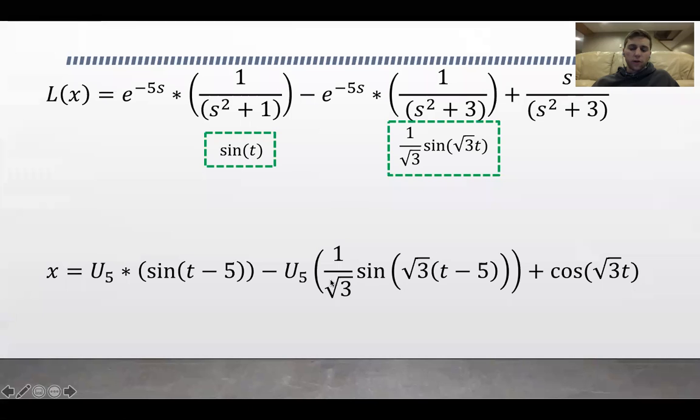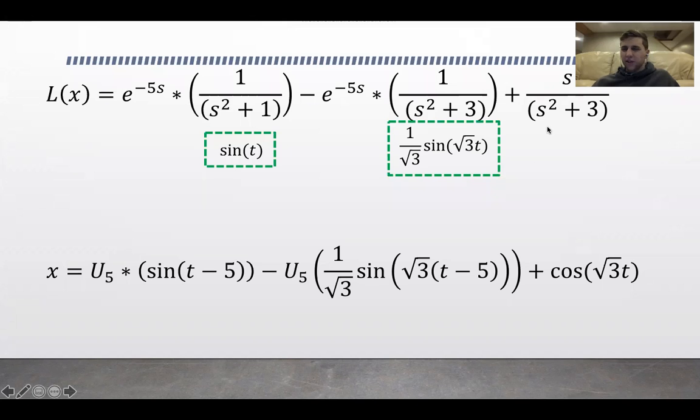And then when we also look at this other one over here, it's the same thing, unit step function starting at 5. And then we have to plug in the t minus 5 to what this thing would have inverse Laplace back into, which was the 1 over square root of 3 times sine of square root of 3 t, but now it's square root of 3 times t minus 5.